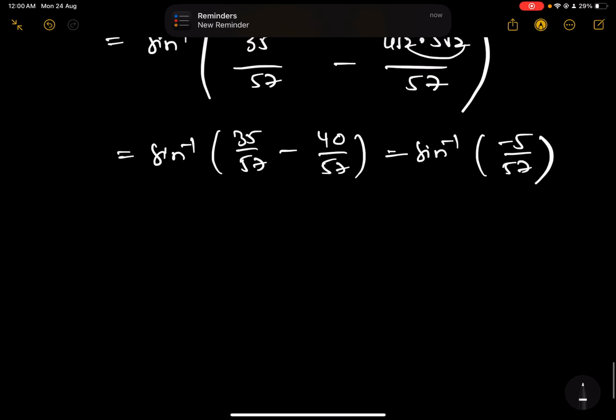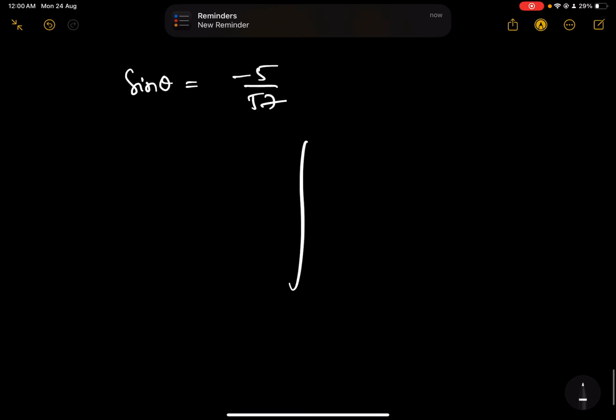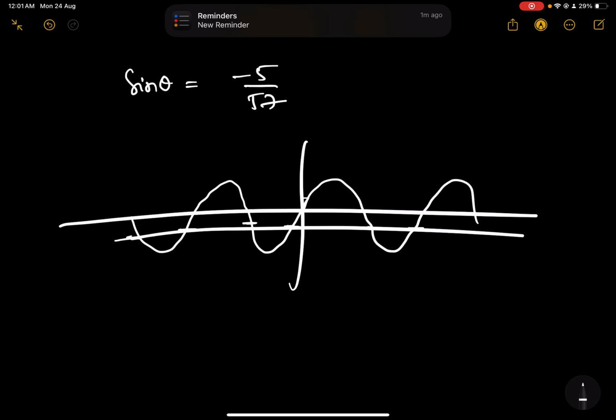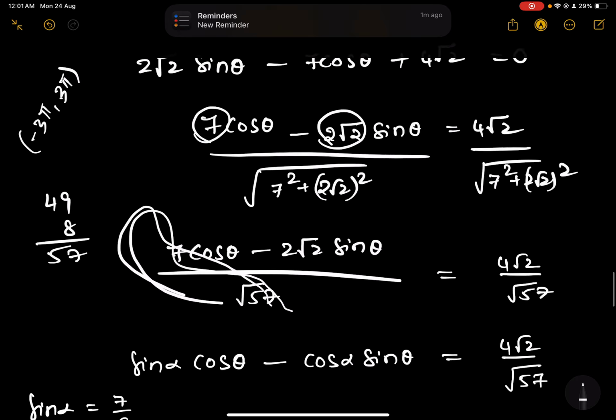So you have sine theta is equal to minus 5 upon 57. You know how to find out the roots. So this is the sine function. Alright. Minus 5 upon 57 will be somewhere here. Okay. So you will have a total of 1, 2, 3, 4, 5, 6 solutions. And that is the answer to this question.